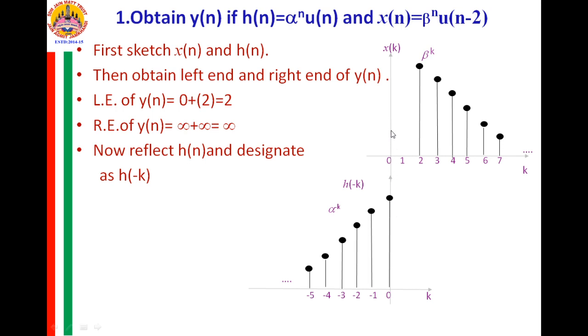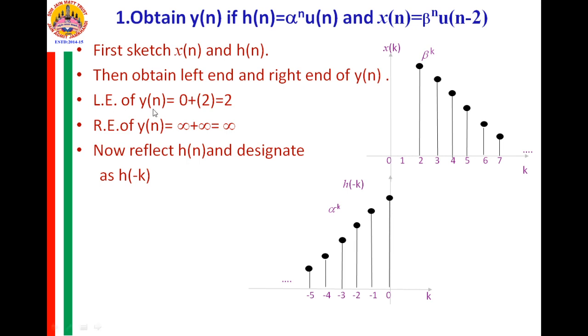So definitely the product is equal to 0. Then another observation here is that there is no point of shifting left this h of minus k, because if you shift left also, there will not be any overlap between x of k and the shifted h of minus k. So the product definitely will be equal to 0. So there is no point of shifting left and obtaining the values for n which are less than 0.